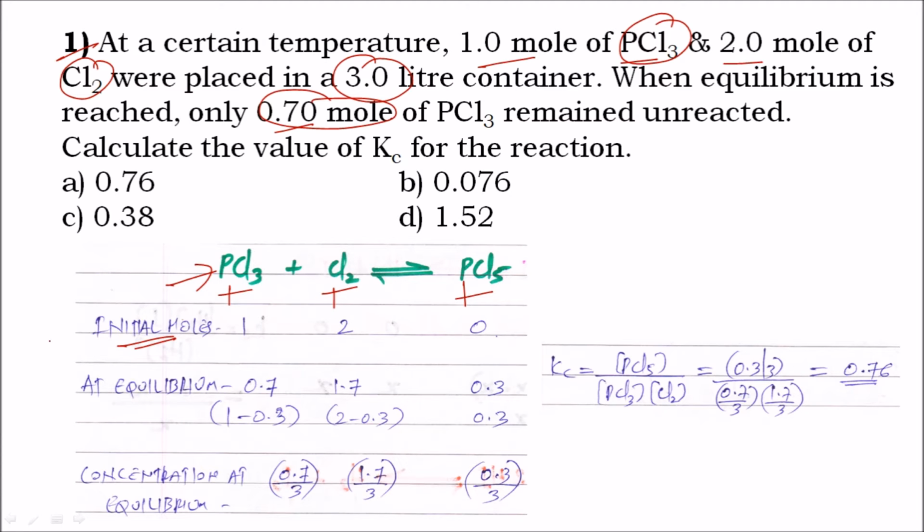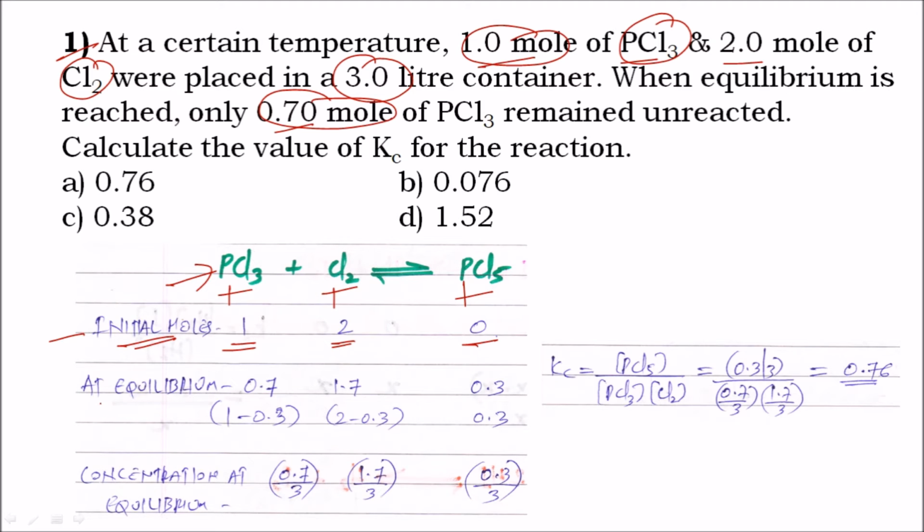Now the next step is initial moles. First, you can see 1 mole of PCl3 is given, so I have taken 1 mole here. Then chlorine, how much? 2 moles is given in the problem, so I have taken 2 moles of chlorine. Initially the reaction has not yet started, so there is no PCl5 formation. This should be taken as 0. Initial moles we got.